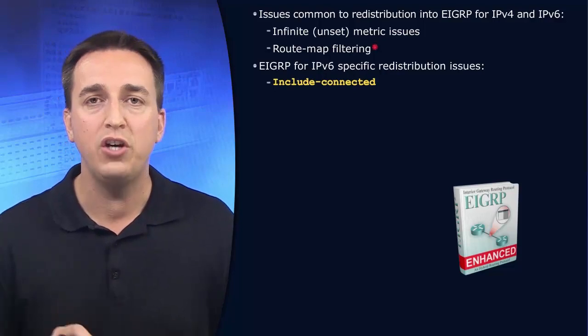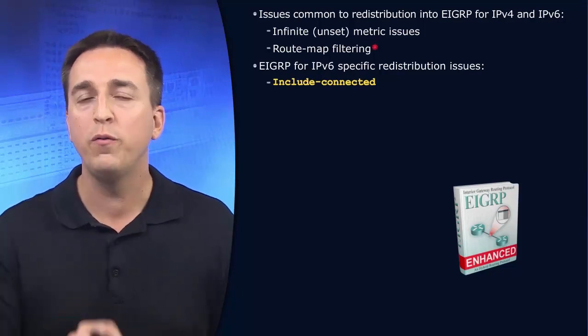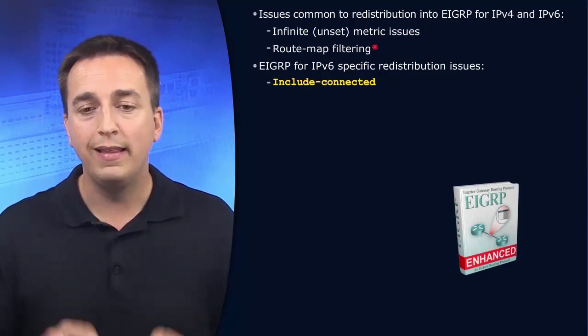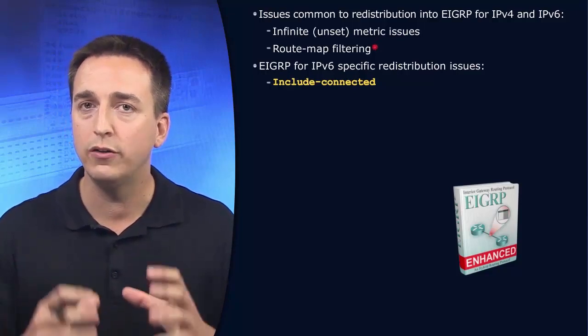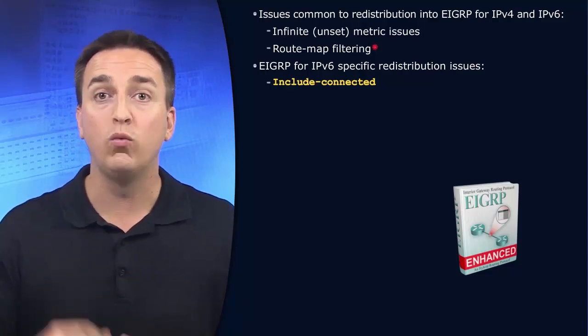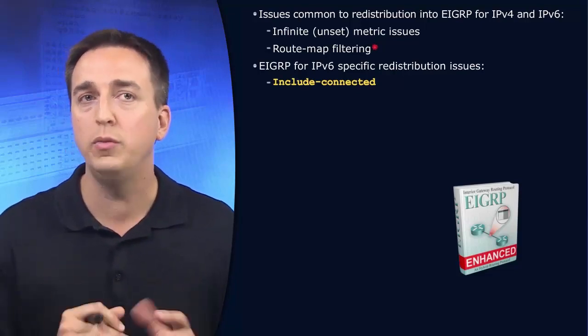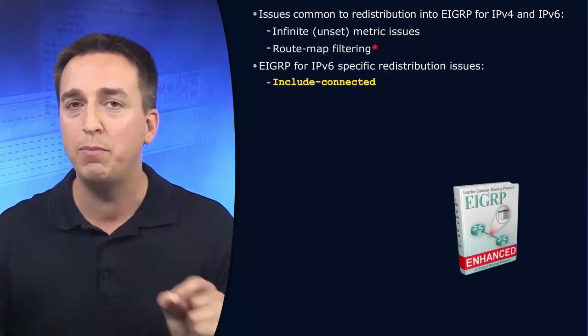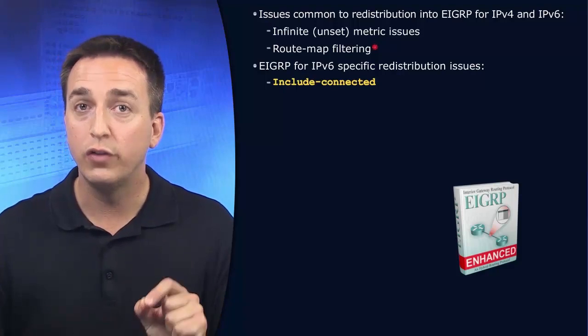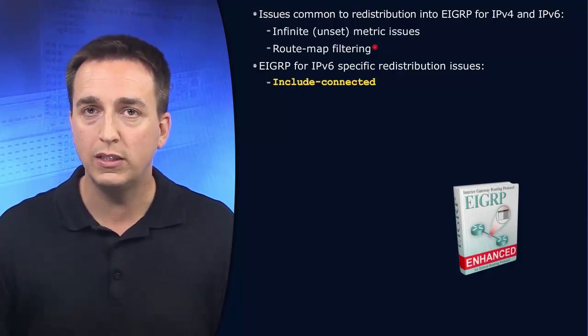Now, with EIGRP for IPv4, when you perform redistribution, the directly connected interfaces of the routing protocol that you are redistributing will be redistributed as well. However, for IPv6, they're not. So what does this mean?